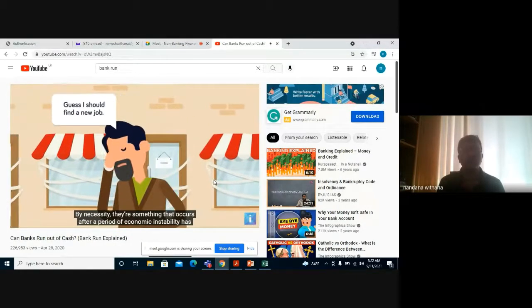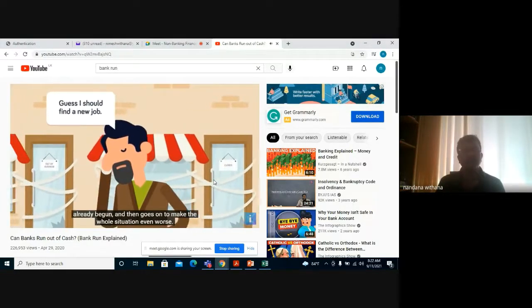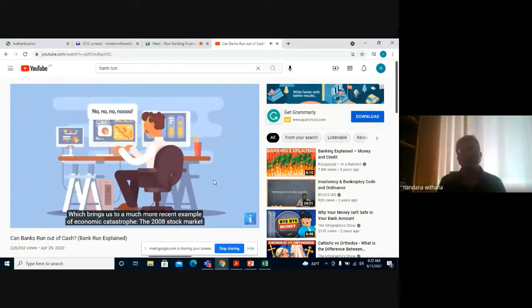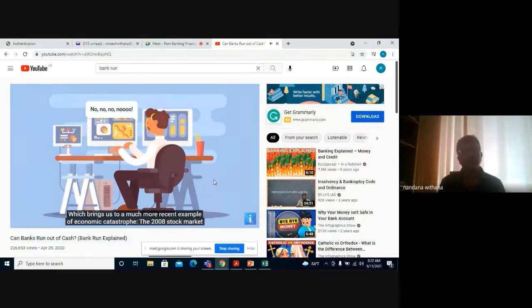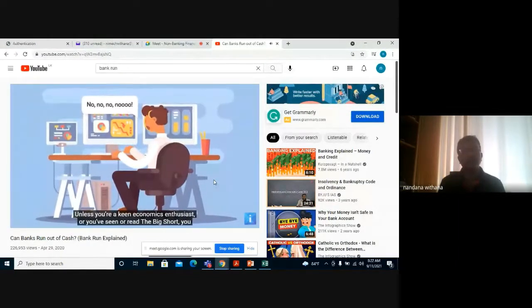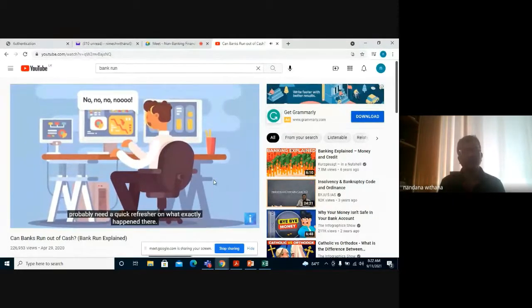By necessity, there's something that occurs after a period of economic instability has already begun, and then goes on to make the whole situation even worse. Which brings us to a more recent example of economic catastrophe, the 2008 stock market crash. Unless you're a keen economics enthusiast, or you've seen or read The Big Short, you probably need a quick refresher on what exactly happened there.